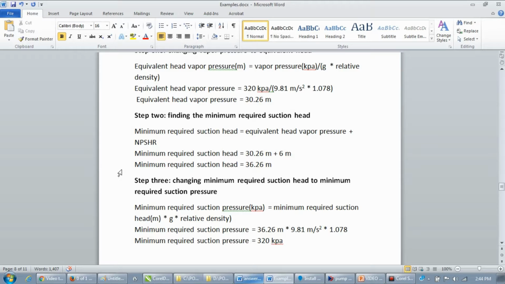Step 3. Changing minimum required suction head to minimum required suction pressure. Minimum required suction pressure in kPa equals the minimum required suction head in meters times G times the relative density. Minimum required suction pressure in kPa equals 36.26 meters times 9.81 meters per second squared times 1.078. Minimum required suction pressure is 320 kPa for that pumping system.